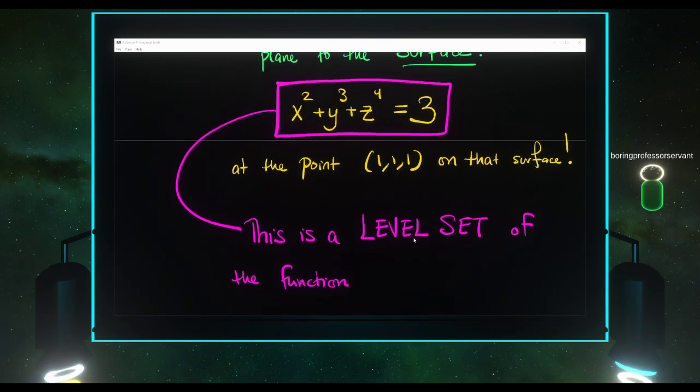And what is the level set? What function can we use to witness this as a particular level set? What's the name of the function? Anybody? I'll give you a name for it. What is the function that we can think of this surface as a level set for?